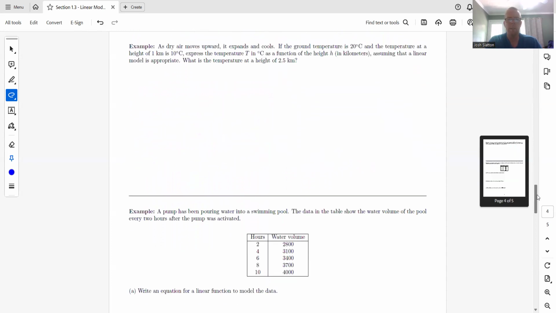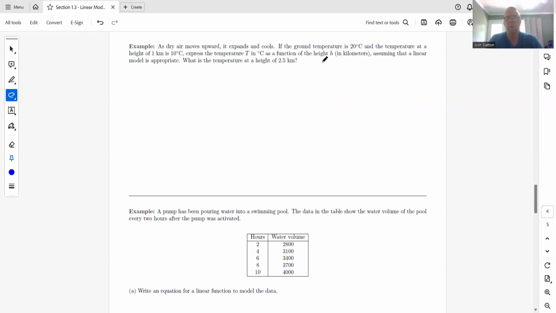All right, so another example. As dry air moves upward, it expands and cools. If the ground temperature is 20 degrees Celsius and the temperature at a height of 1 kilometer is 10 degrees Celsius, express the temperature T in degrees Celsius as a function of the height h, assuming a linear model is appropriate. So again, we need 2 points. We can find the slope, and then we can find the y-intercept.